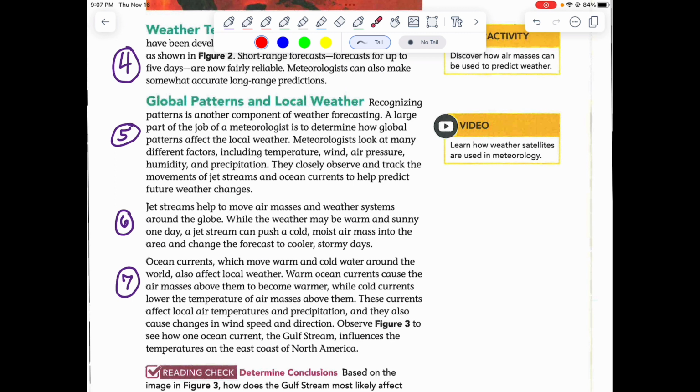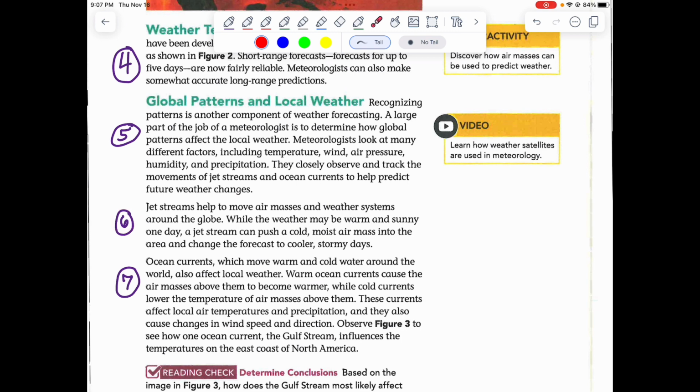Paragraph 5. Global patterns in local weather. Recognizing patterns is another component of weather forecasting. A large part of the job of a meteorologist is to determine how global patterns affect the local weather. Meteorologists look at many different factors, including temperature, wind, air pressure, humidity, and precipitation. They closely observe and track the movements of jet streams and ocean currents to help predict future weather changes.